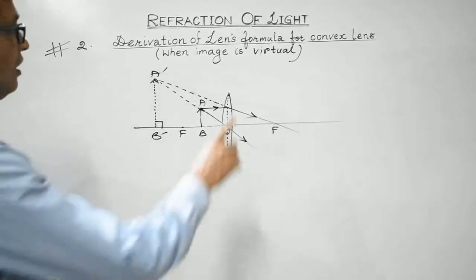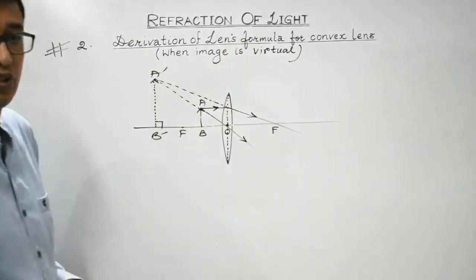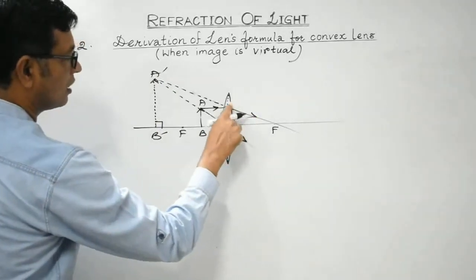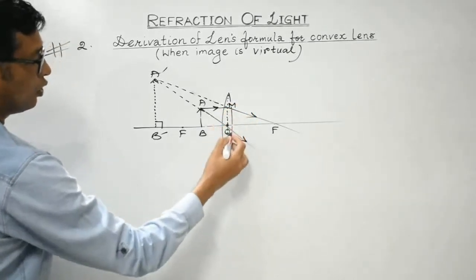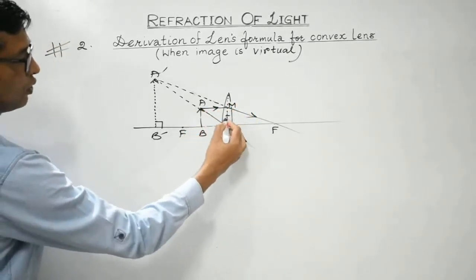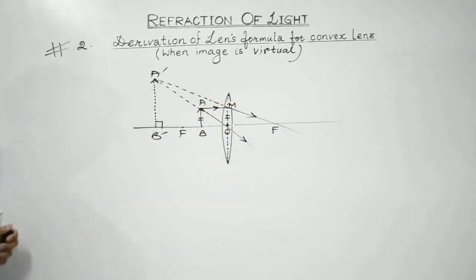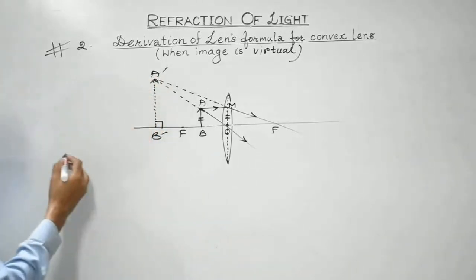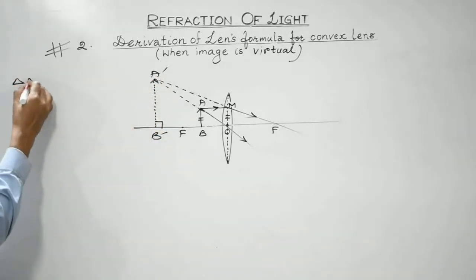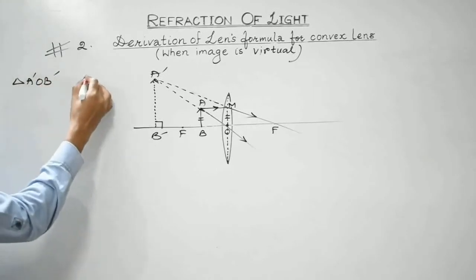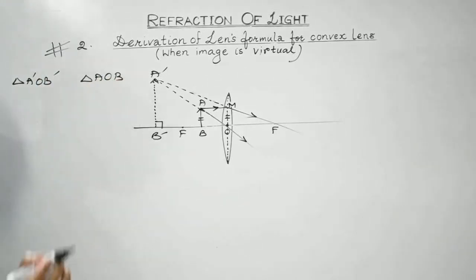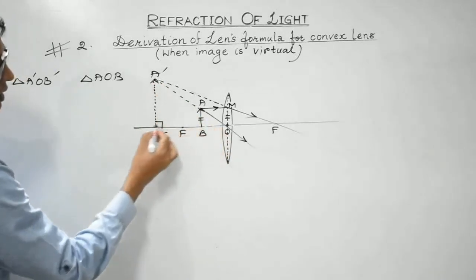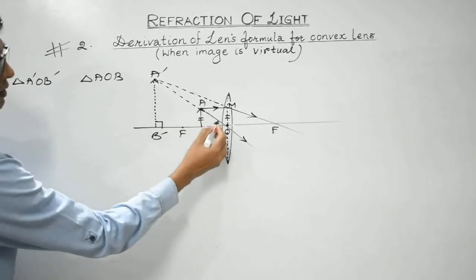Let's verify the lens formula for this case as well, right? So what to do is, consider this point to be M. Now obviously AB is equal to MO, these two are equal, being parallel to the principal axis, right? We need to consider two pairs of triangles. So let's consider triangle A dash OB dash and triangle AOB. Students, consider these two triangles, A dash OB dash and triangle AOB.